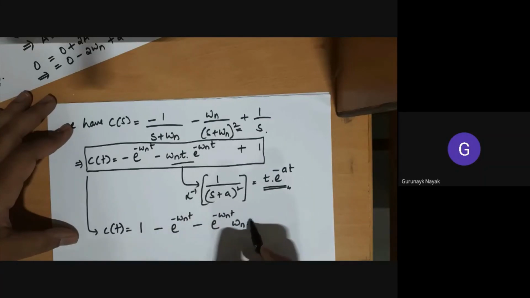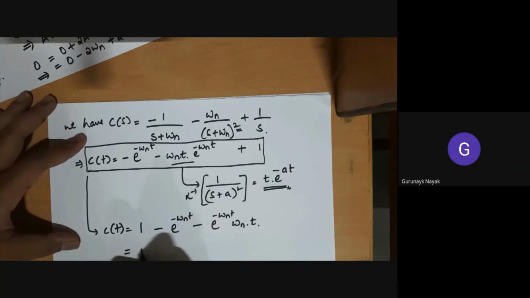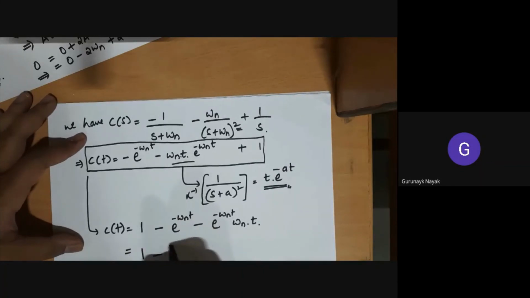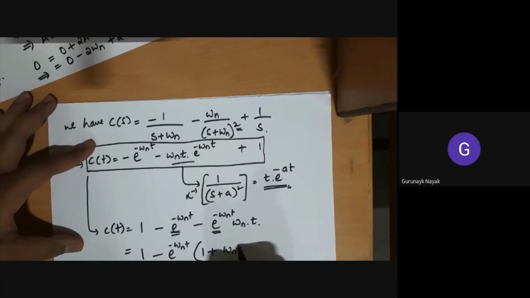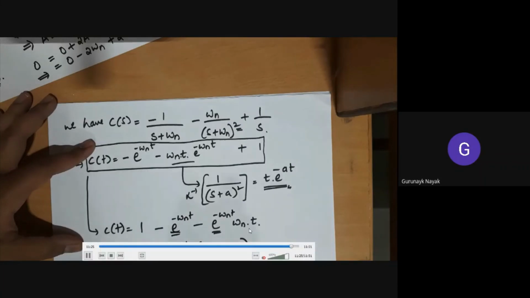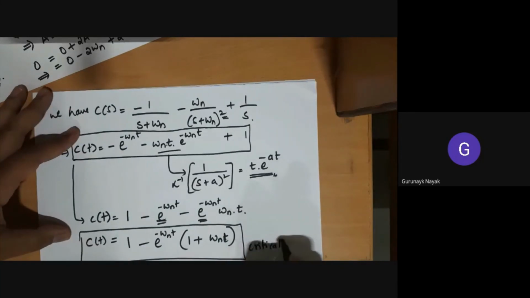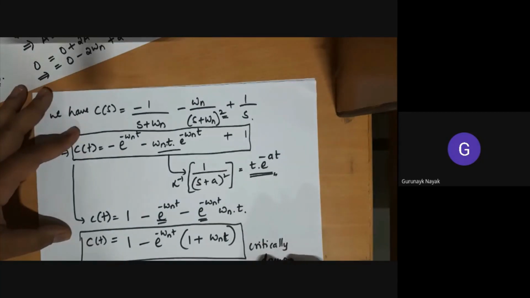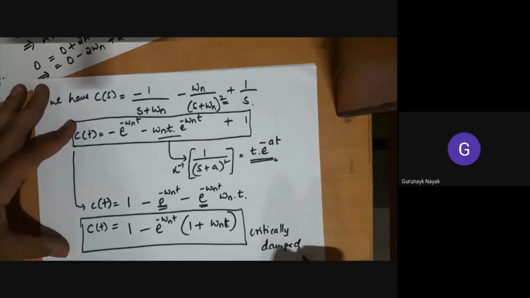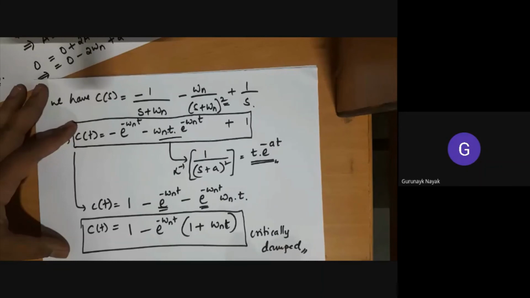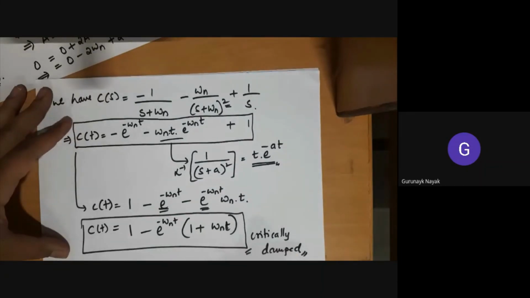Or rearranging, we get 1 minus e raised to minus omega n t is common. And it is 1 plus omega n into t. Okay, into t it is, not of t. This is critically damped behavior. Expression for critically damped behavior.